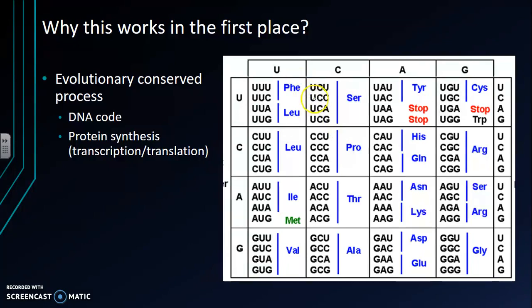So, if you insert an mRNA that has the codon UUU in every single organism, it's going to call for the amino acid phenylalanine, or Phe. The code is universal and read the same way in all organisms. It's one of those evolutionarily conserved processes that the AP exam loves.